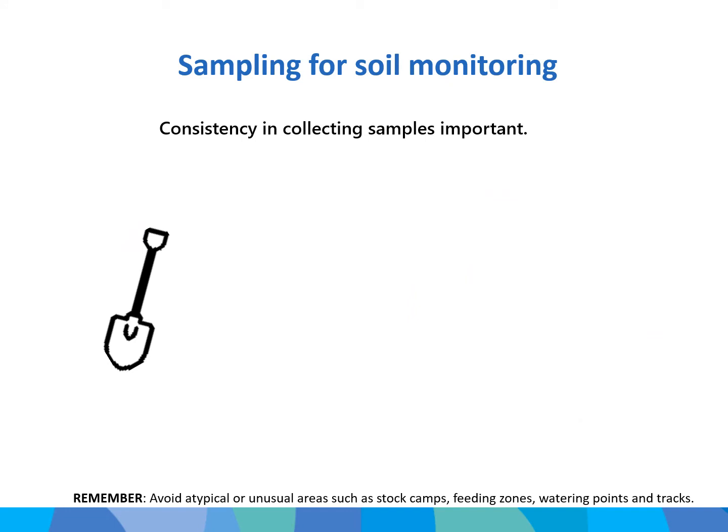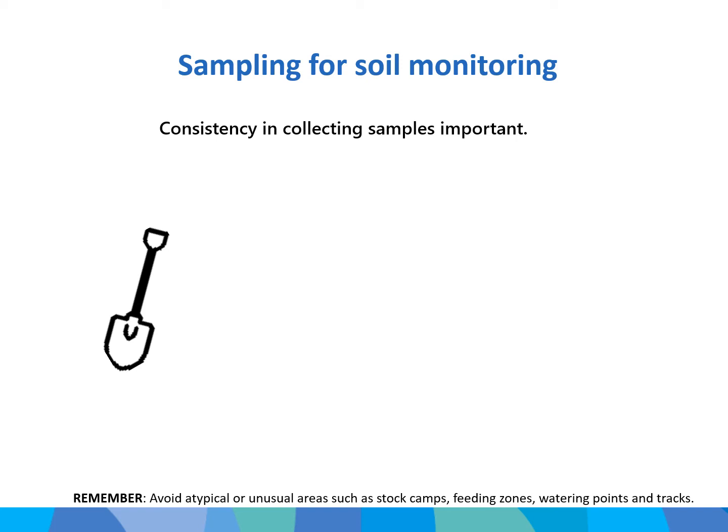So let's talk about when we're actually collecting the sample. Firstly, I want to highlight that consistency is important in collecting samples. That means things like a constant depth is maintained, so you're always getting the 0 to 10 at each sample point, the samples collected and put into the bucket are all of a very similar size, and samples are taken at about the same time each year.